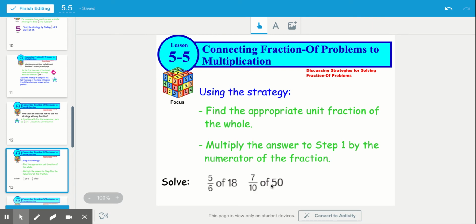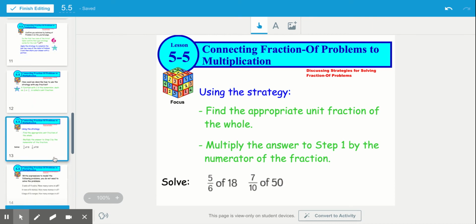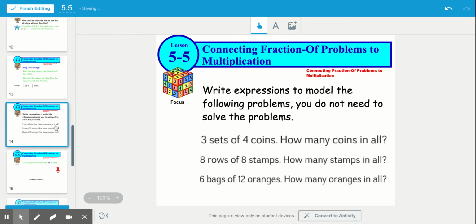Same thing, 7/10 of 50. We're going to find out what the unit fraction of this equals. So 50 divided by 10, because 50 divided into 10 groups, each group is going to have 5. So we're going to take that 5 and multiply it by how many groups we're talking about, and here we're talking about 7. So 5 times 7 is 35. 7/10 of 50 equals 5 times 7, so 7/10 of 50 equals 35. Apologize for that error in my speaking.